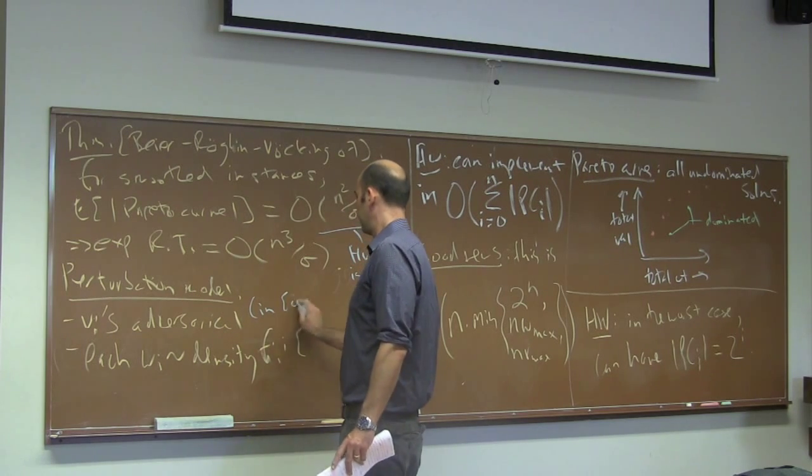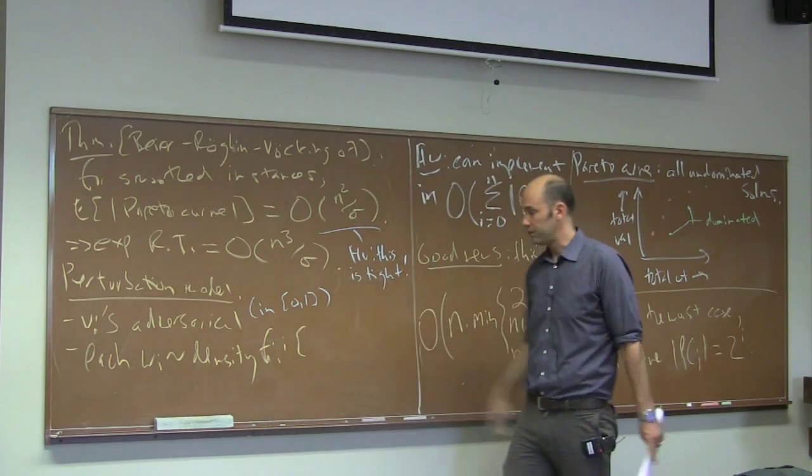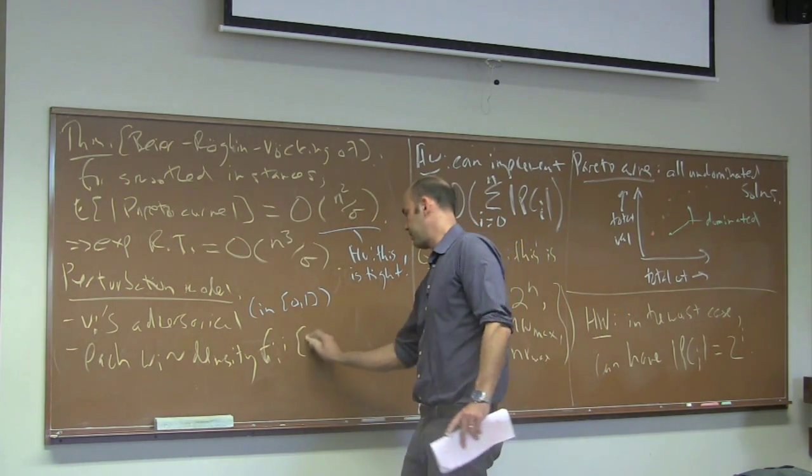Let's think of these as just in [0, 1]. That's without loss of generality. We'll just scale them. Okay, so real numbers in [0, 1]. The weights we'll also think of as being in [0, 1].